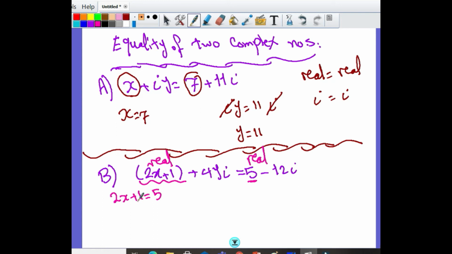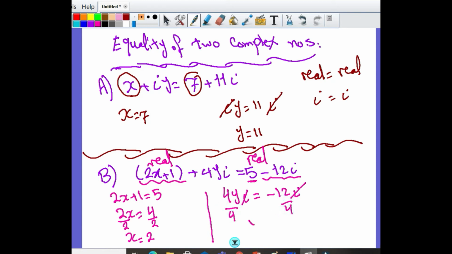تعالوا نحل الايكويشن. Positive 1 go to other side by negative. So 2x equal 5 minus 1 equal 4. And after that divide by 2 and divide by 2. So here x equals 2. طب the other part imaginary number 4yi equals، خلي بالنا بقى من الساين negative 12i. أول ستيب الاي تروح مع الاي في الباي باي. 4y equals negative 12, both of them divided by 4, divisible by 4. So y equals negative 3. So here we find x equals 2 and y equals negative 3.